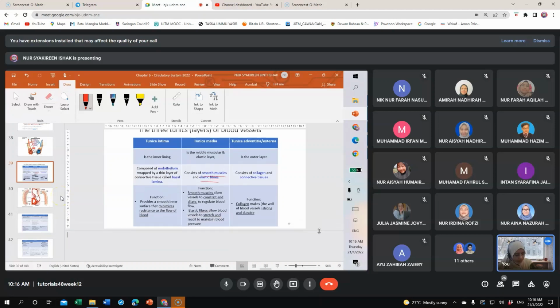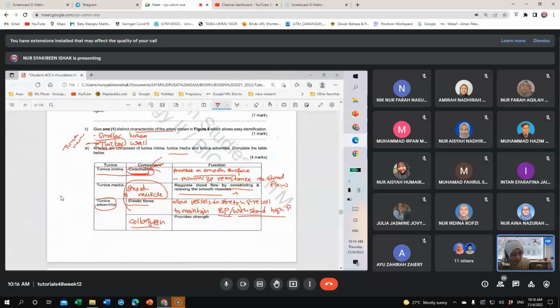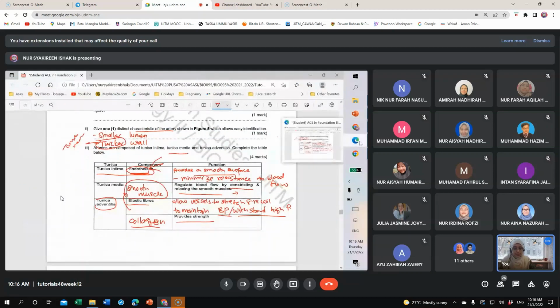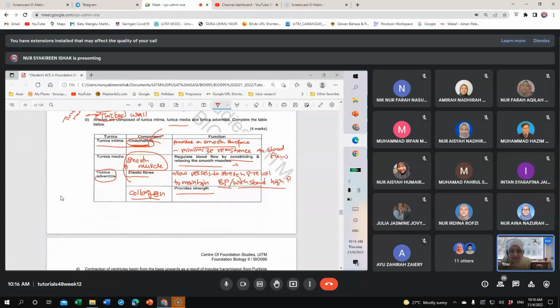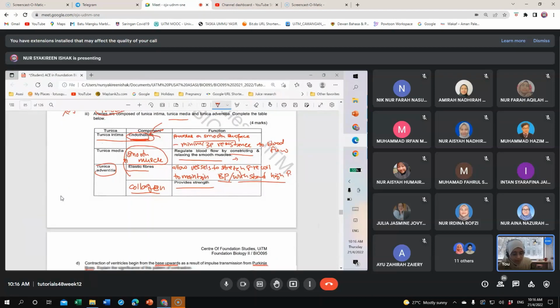to maintain blood pressure. Okay, kalau macam tunica adventitia, baru dia ada collagen and also connective tissues. So the function of the collagen is to make the wall of the blood vessel strong and durable. Okay, provide strength. Okay, strong and durable. So these are the answers that you can check with your answer.